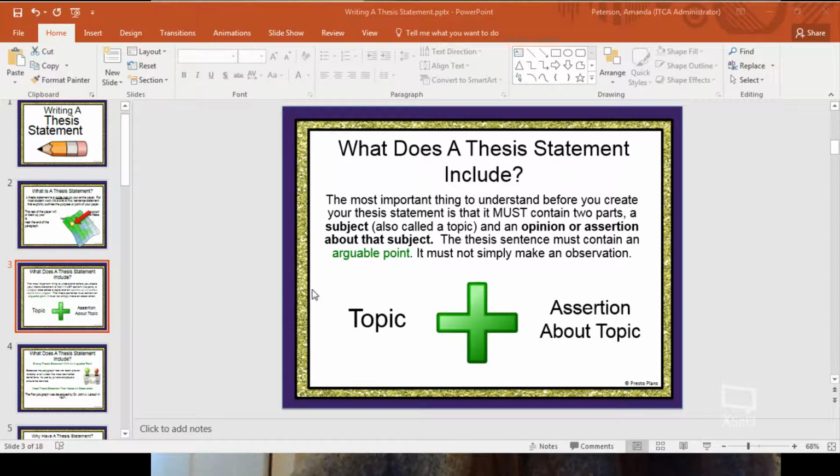Okay, so you guys should be very familiar with assertion. That is your opinion about a topic, because when you are writing an essay or even a paragraph, guess what? You're the expert of that topic, so you have to have an opinion. It has to be arguable. That means somebody can either be like, I don't believe that, or I do believe that. It needs to be arguable, and you need to understand that when you're writing thesis statements.